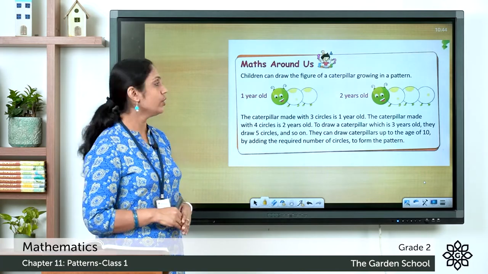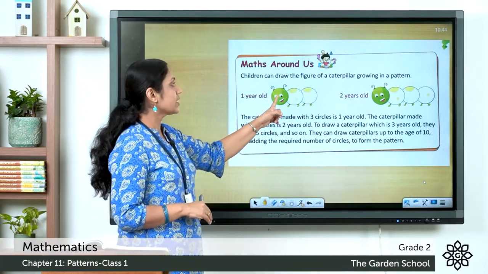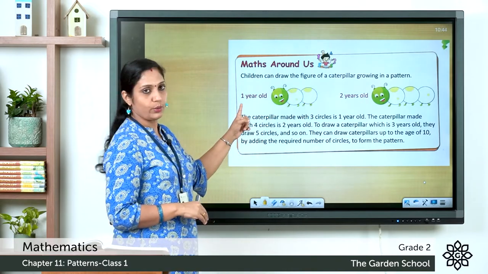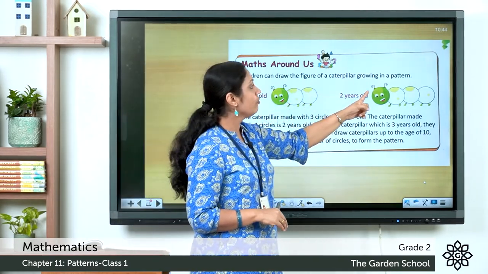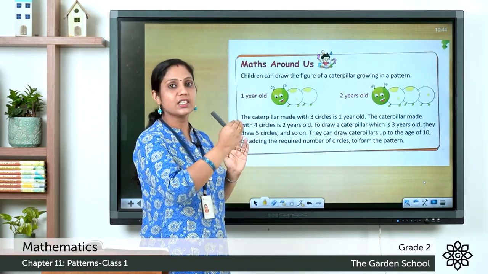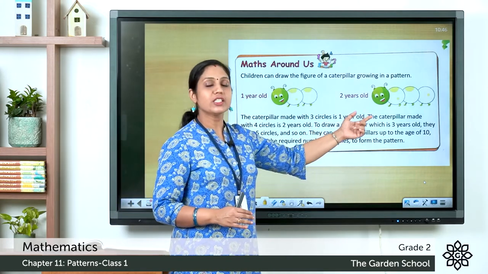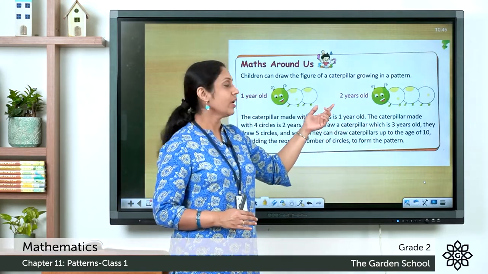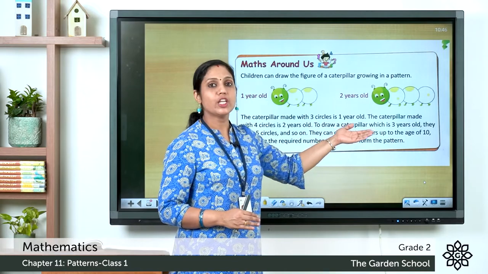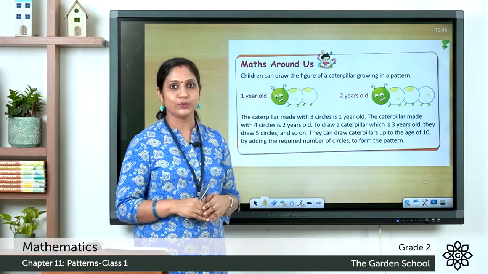So what you have to do, you can see 2 caterpillars given there. This caterpillar which has 3 circles is 1 year old, and this caterpillar which has 4 circles is 2 years old. So you can see that the circles are growing. Likewise, you can draw a caterpillar which is 3 years old, and you have to draw a caterpillar up to the age of 10, by adding the circles. So this is an activity for you to do.